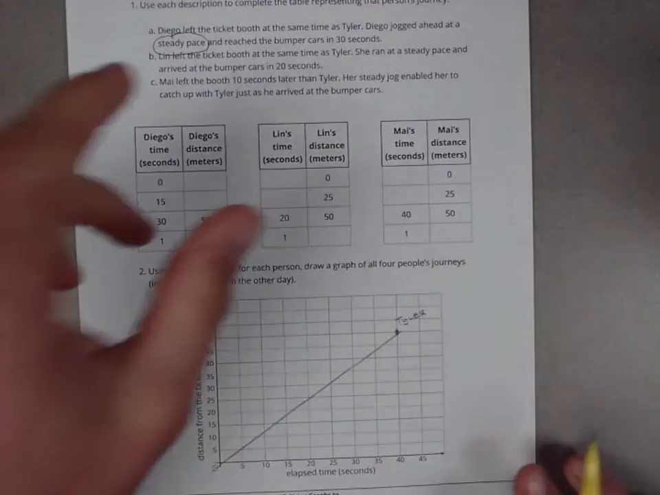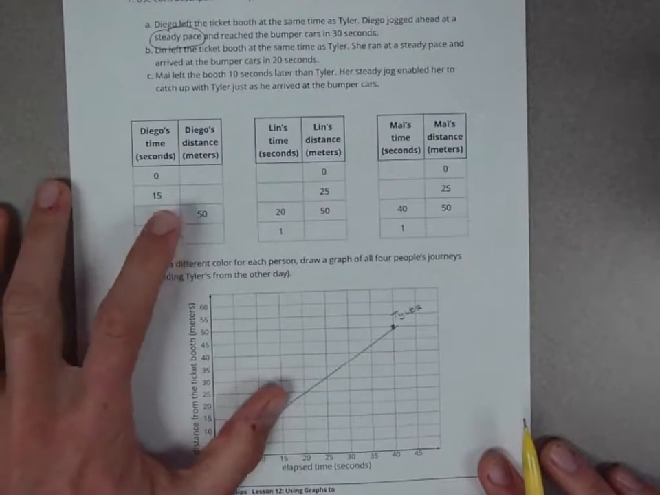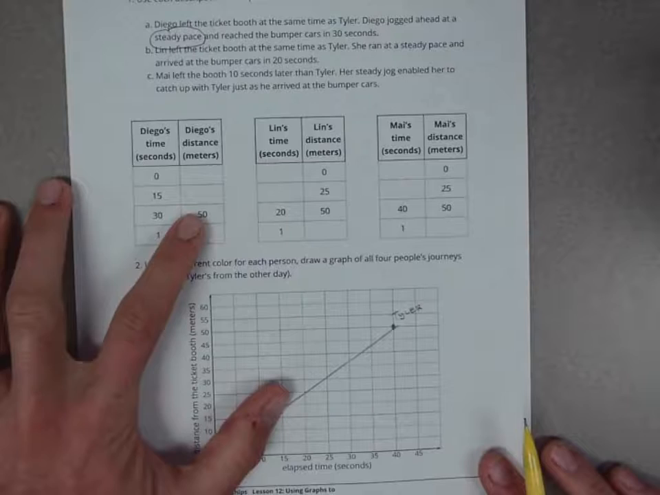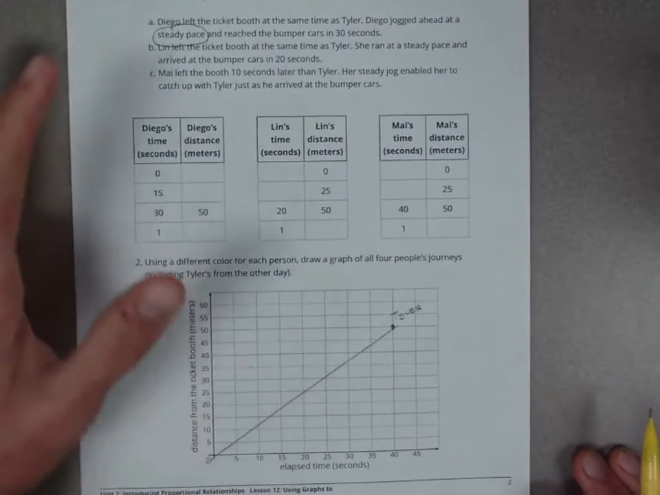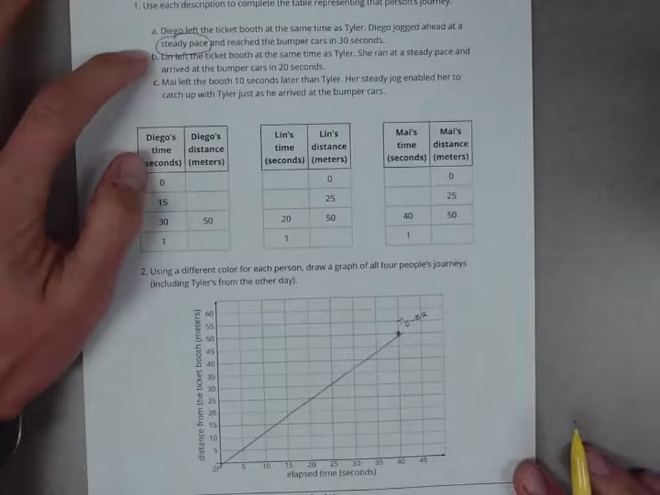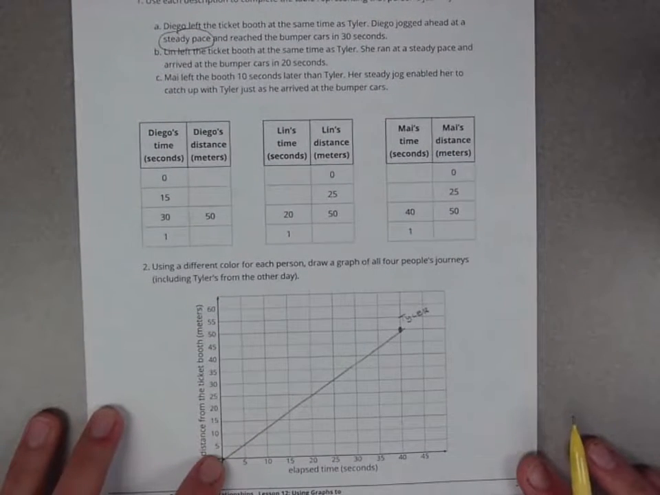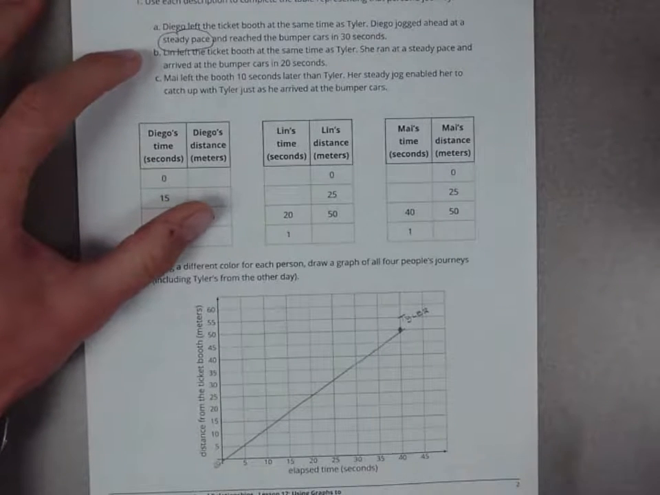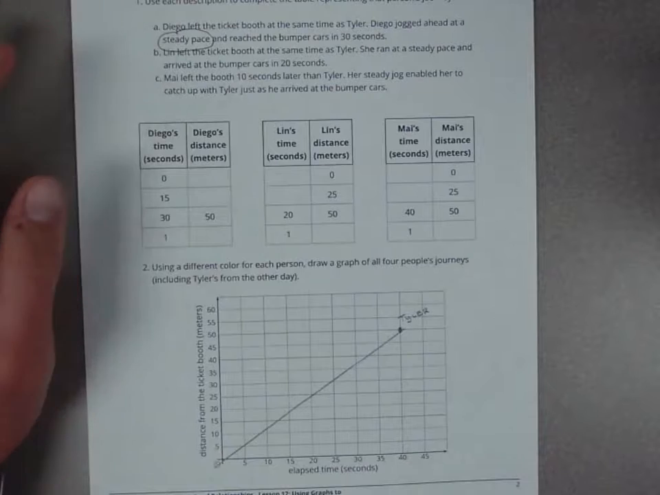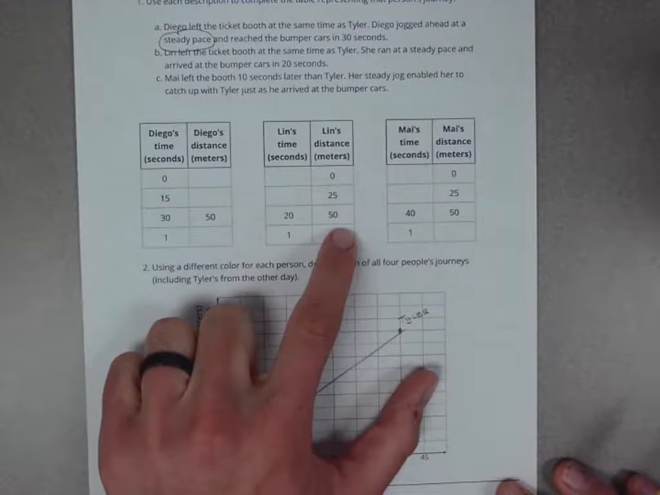And he reached the bumper cars in 30 seconds. So Diego's time is 30 seconds, and Diego's distance is 50 meters. All right, letter B: Lynn left the ticket booth at the same time as Tyler, so again she should be here at 0, 0. Then she ran at a steady pace and arrived at the bumper cars in 20 seconds. That's why they filled out her table: 20 seconds, 50 meters.